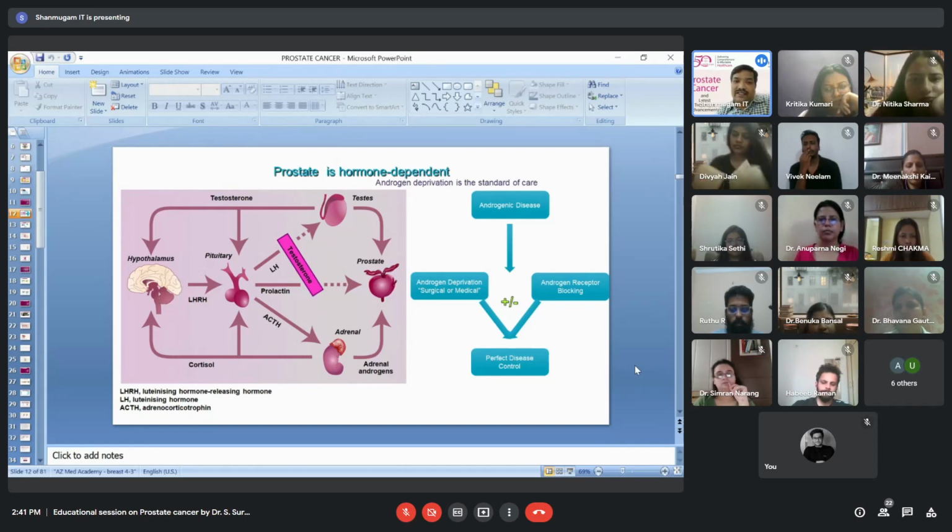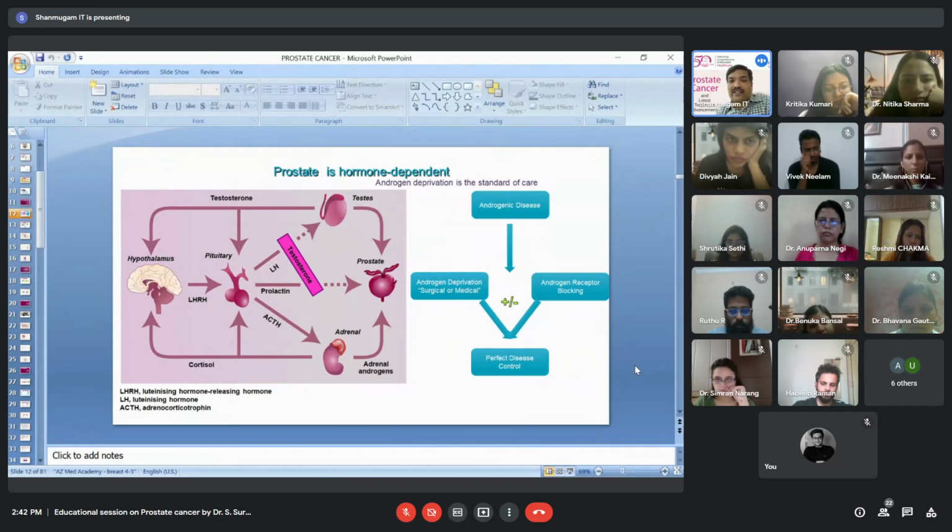So this is testosterone production. It starts from the hypothalamus, and from the hypothalamus we have the LHRH, which goes to the pituitary. Then it produces the LH and prolactin, which go to the testes and prostate to result in testosterone and dihydrotestosterone. From the pituitary we also have ACTH, which goes to the adrenals, and adrenal androgens also come up.